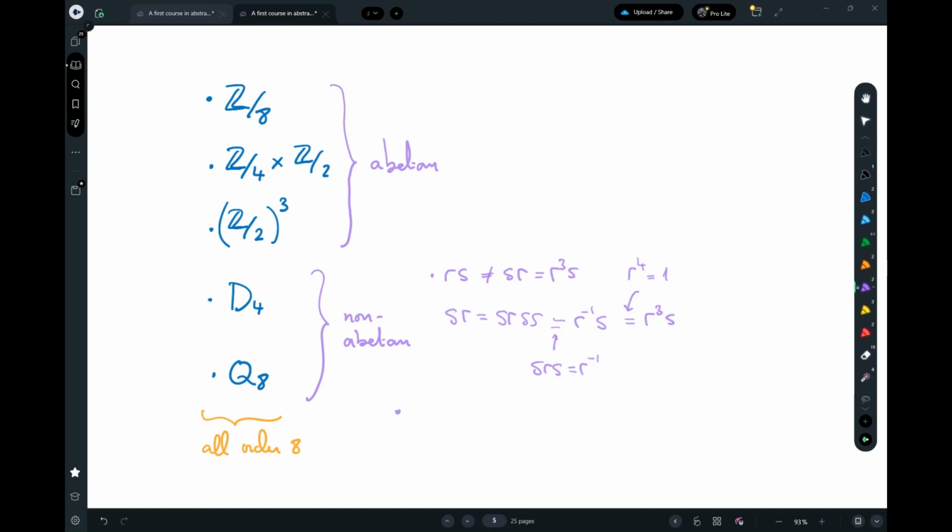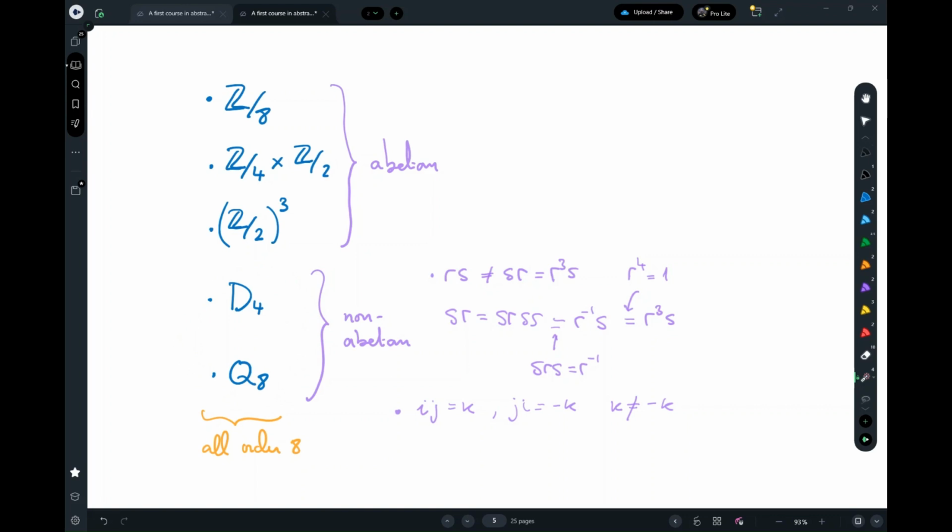Q8 is also non-abelian because IJ is K, but JI is minus K, by the way multiplication works in the quaternions. So we see that these are not equal to each other. K is not equal to minus K, so the quaternions are non-abelian. So this gives me a way to classify that all these groups are abelian, all these groups are non-abelian, so definitely any one of these has to be different from these. So now the task is, let's try to figure out why these three are different, and then we'll figure out why these two are different.